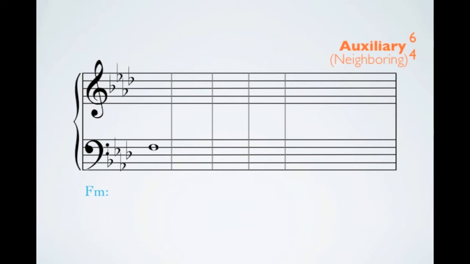Let's see an example of an auxiliary 6/4 in F minor. We'll start with a stationary bass line. Start with the 1 chord, and then move to the 4 in second inversion, and then back to the 1.